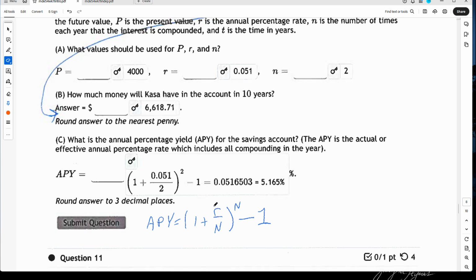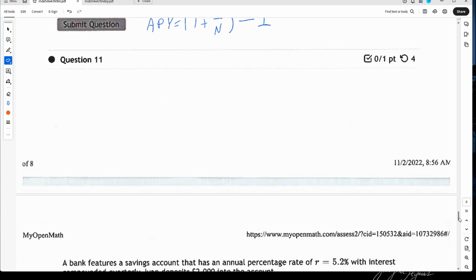So you know what your R is, and you see the formula there. If it doesn't give you the formula, there it is here. You know what your rate is, you know what N is, and you plug in and find the annual percentage yield.